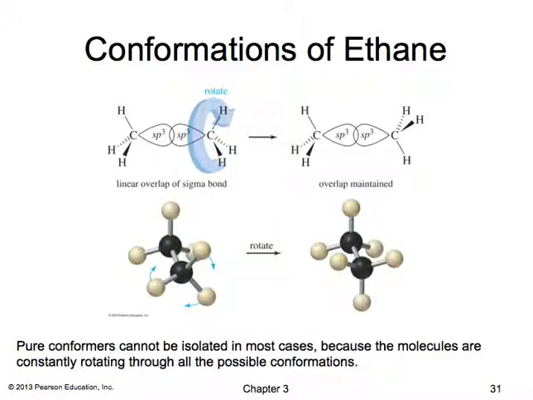Pure conformers can't be isolated in most cases because molecules are constantly rotating, even though these have different molecular shapes because of rotation. Because they're rotating continuously, you can't necessarily isolate them as separate molecules.